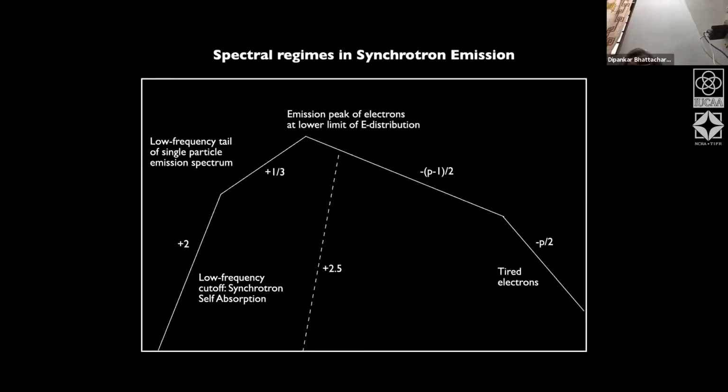However, if you keep going to higher and higher frequencies, as you can see, the emission rate, the energy loss rate from an electron, is proportional to Lorentz factor squared, whereas the total energy content of the electron is proportional to Lorentz factor. So above a certain frequency, the energy loss rate of the electrons will become overwhelming, and the electrons will lose their energy very, very quickly and become tired.